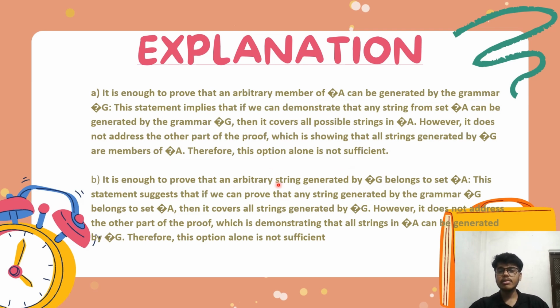Option B: it is enough to prove that an arbitrary string generated by G belongs to set A. This statement suggests that if we can prove that any string generated by grammar G belongs to set A, then it covers all strings generated by G. However, it does not address the other part of the proof, which is demonstrating that all the strings in A can be generated by G. Therefore, this option alone is not sufficient.